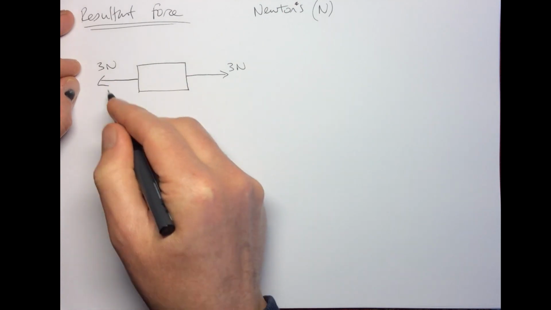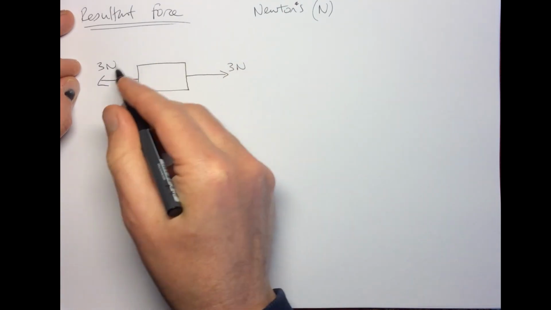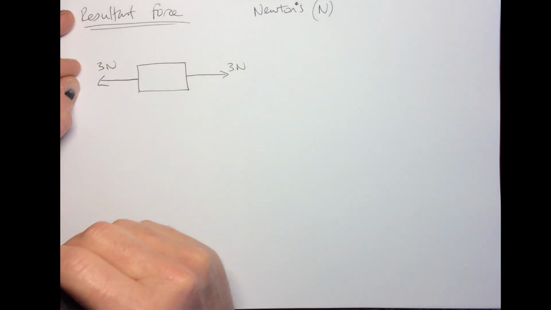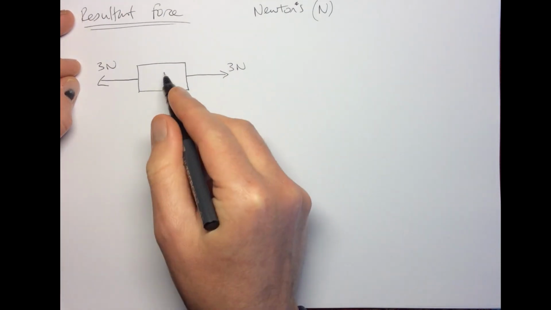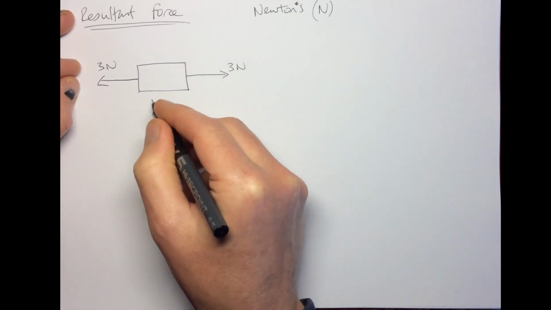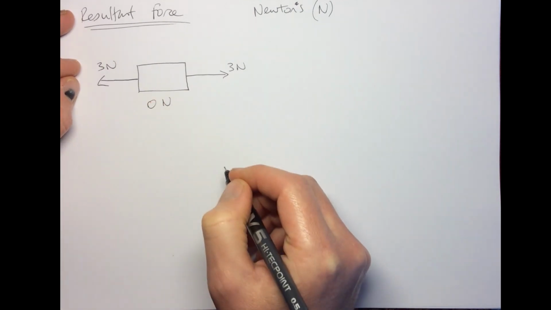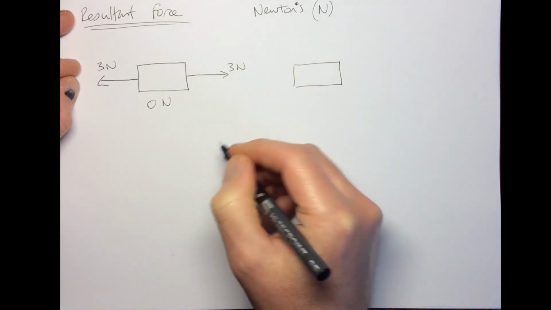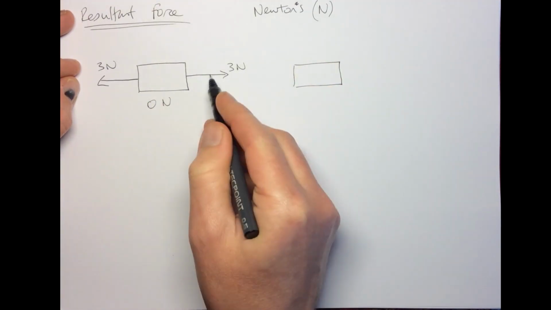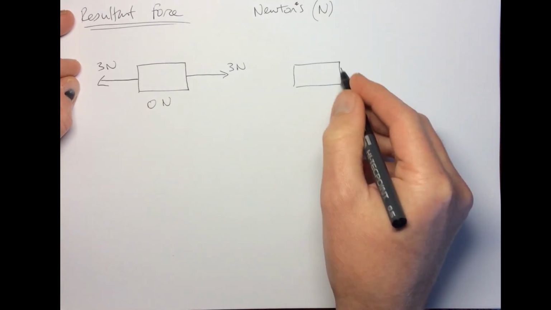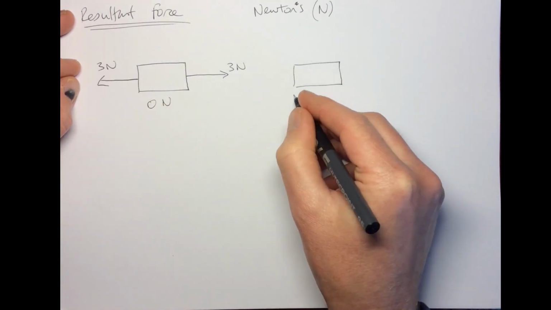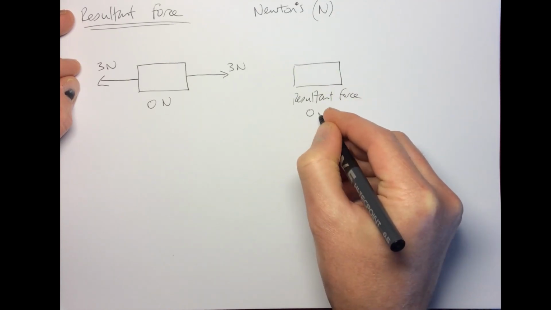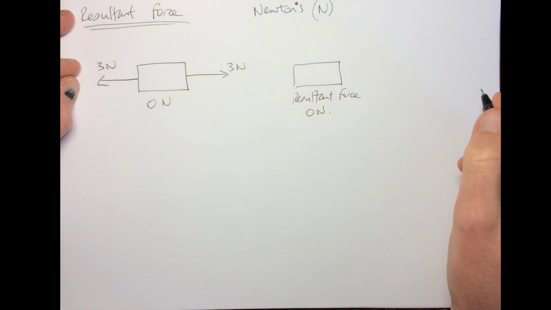So the resultant force on that box, although there are 2 forces acting on this box, they're the same force in opposite directions, so they cancel out. So the resultant force acting on this box is actually 0 newtons. You could redraw it like this. That's basically what's happening, because there's one force this way and one force this way. They're the same size, so they cancel out, and the resultant force here is 0 newtons.